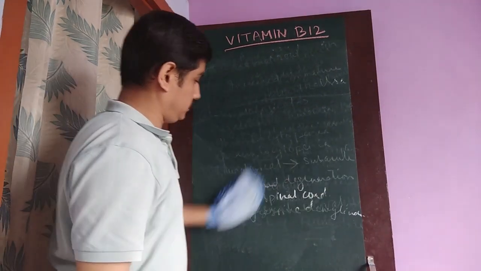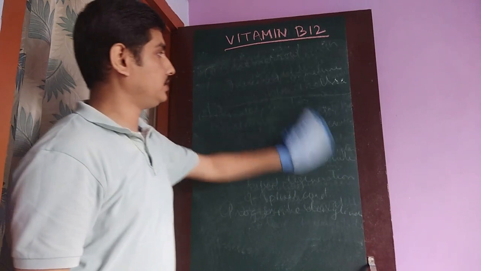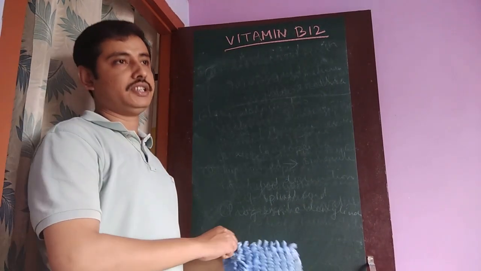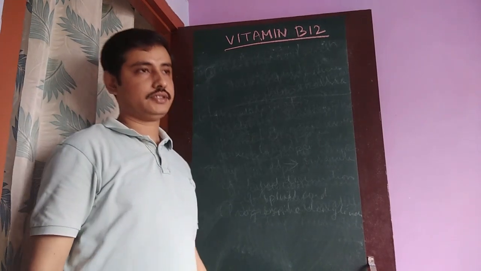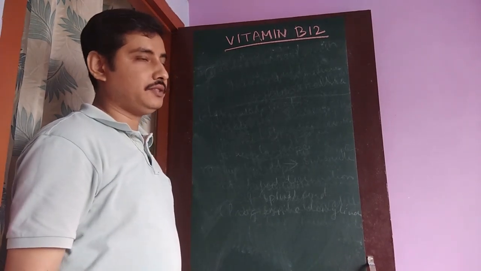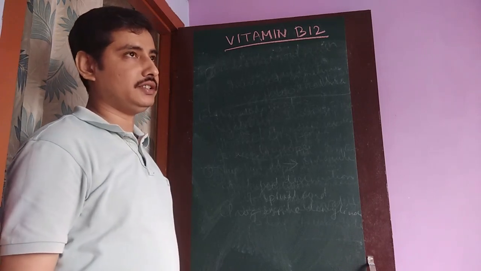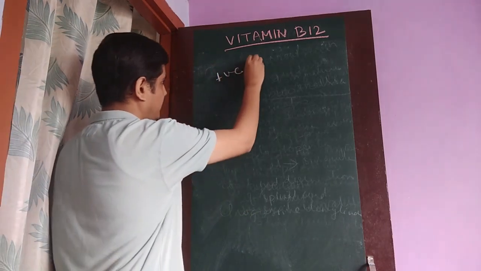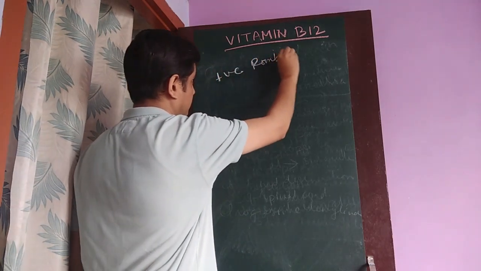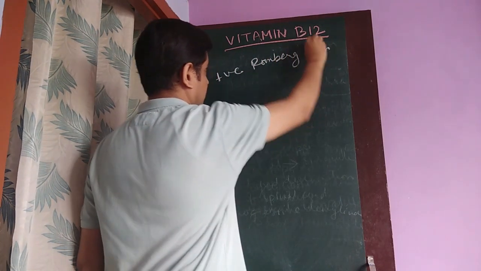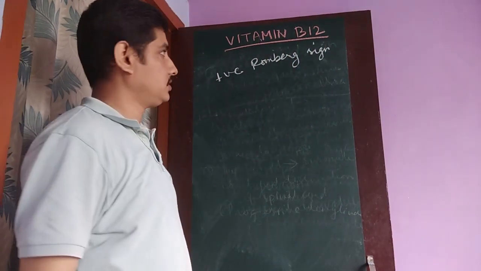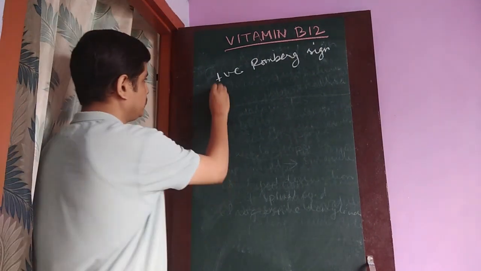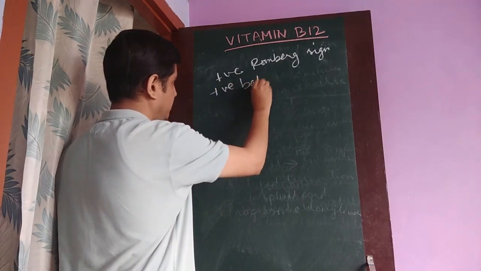So, in chronic cases, the neurological symptoms may worsen, and it can cause loss of memory, delusion, or even psychosis. And the signs which will be positive in the neurological involvement of pernicious anemia will be a positive Romberg sign. I think you have already got Romberg sign in the physiology classes. Then positive Babinski sign.